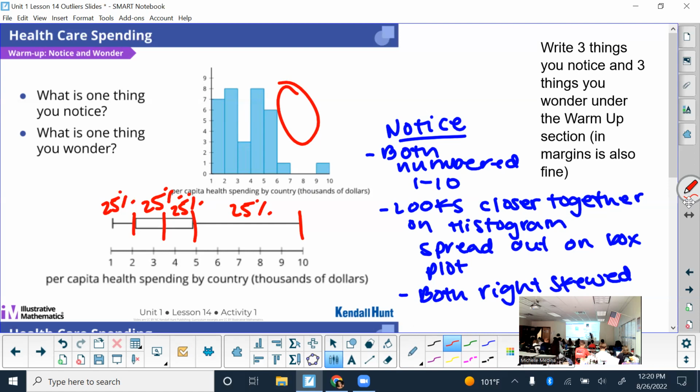Questions on that piece of it? Anything else that we noticed?